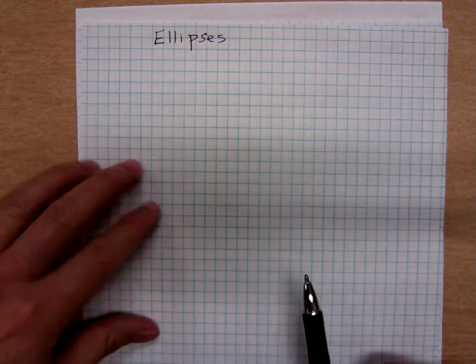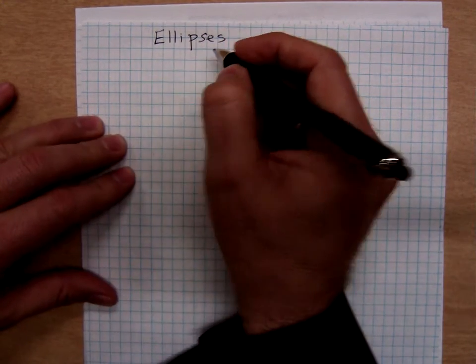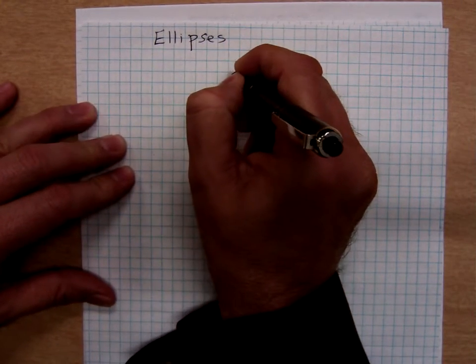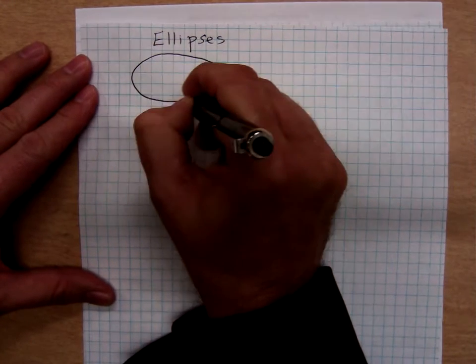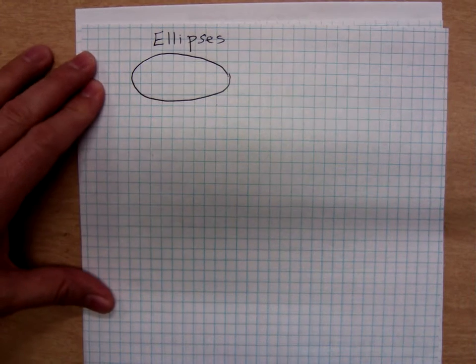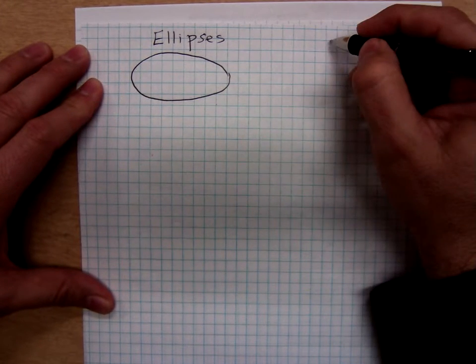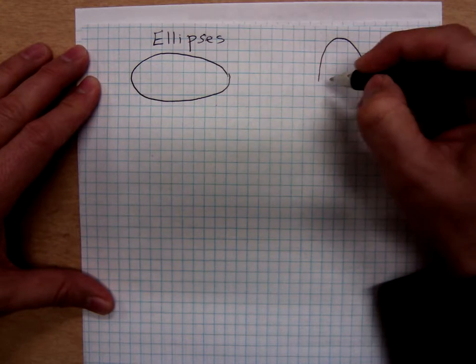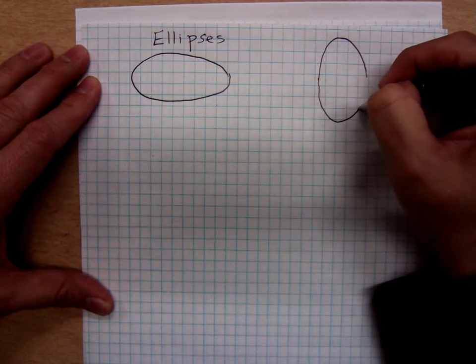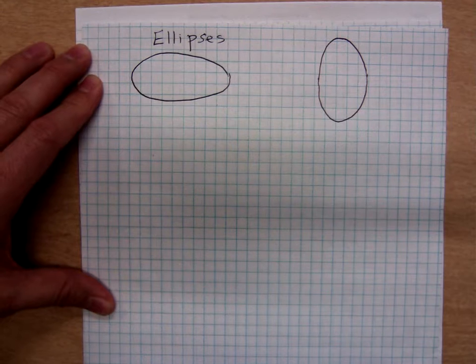But an ellipse, most people have an idea of what an ellipse looks like. It's sort of a flattened circle. It might look like this. Or it might be long, like this. Something like that.